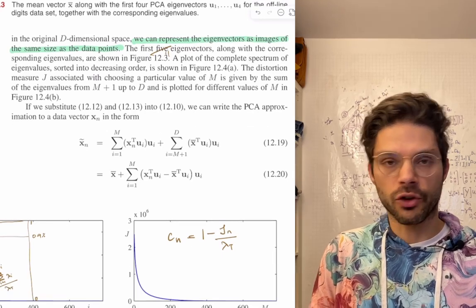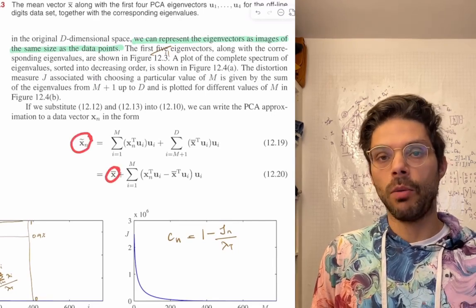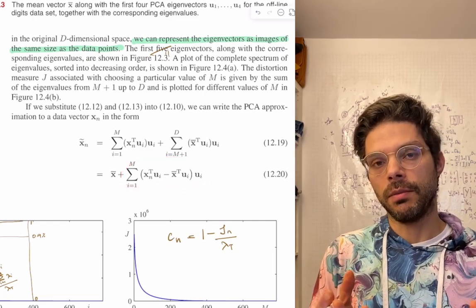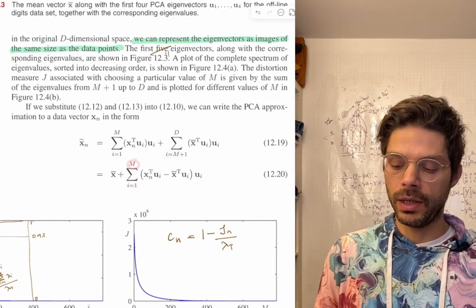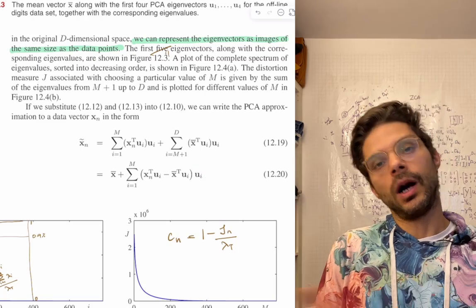And the cool thing is you can actually just rearrange this and say that I'm going to approximate each data point as the global mean plus a deviation from the mean, an M component deviation from the mean. And the question is, how do you pick those directions? Well, it's along the principal components.